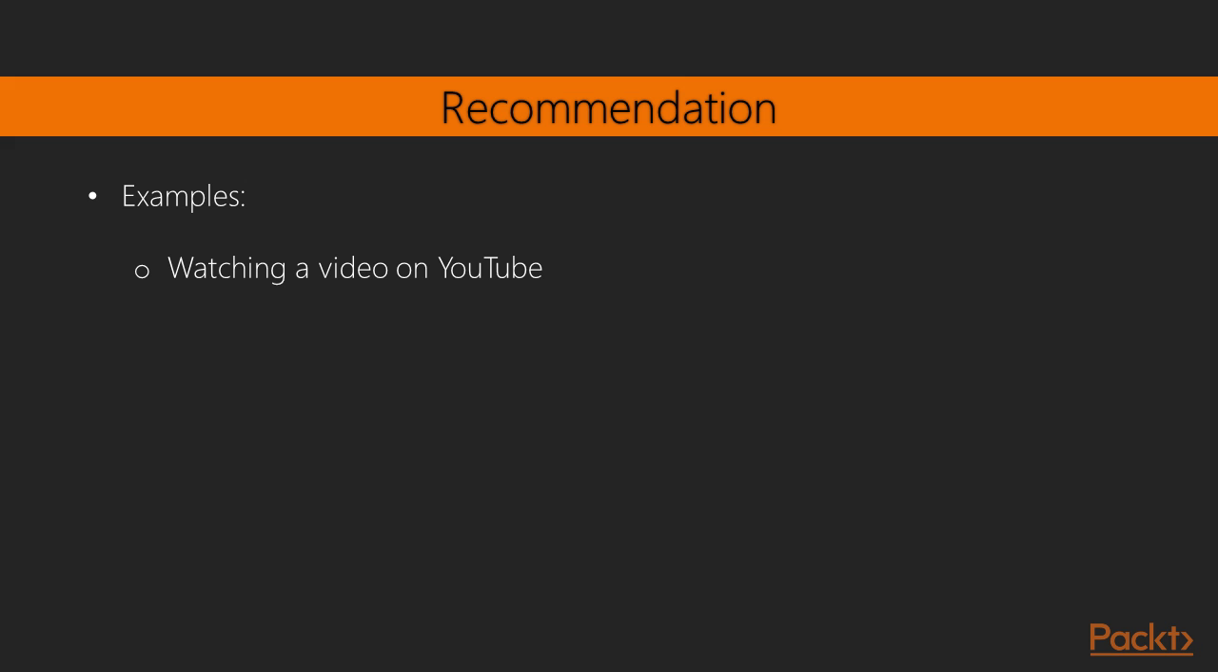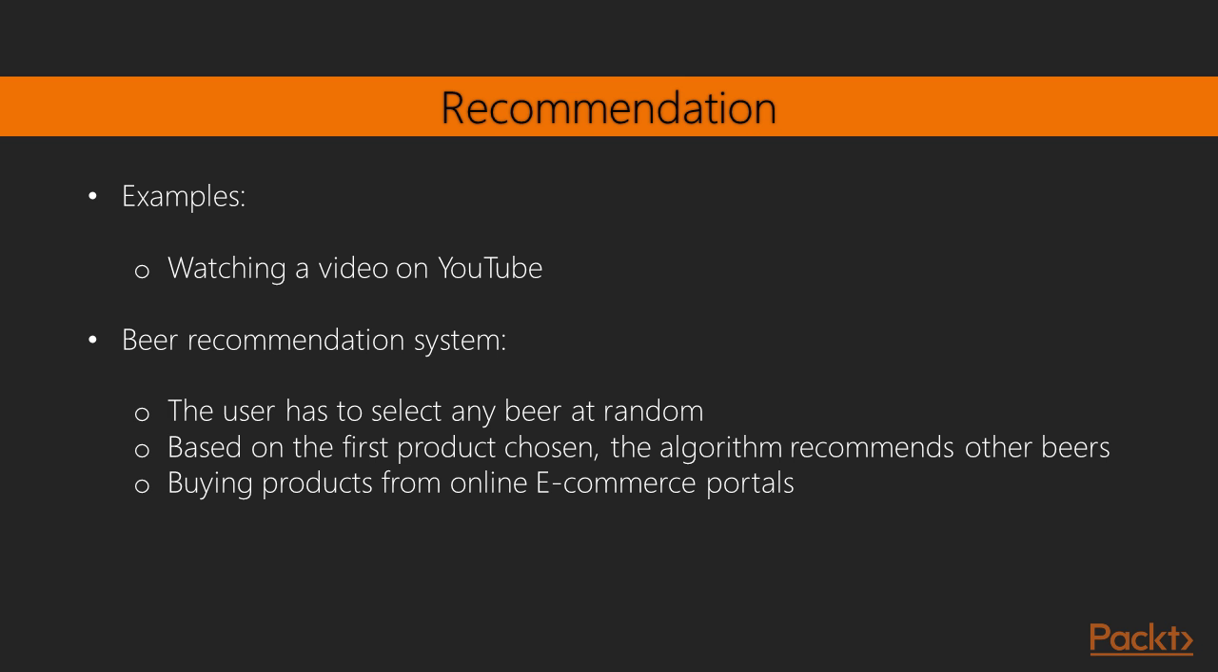The same thing happens when we watch a video on YouTube. Similarly, a beer recommendation system also works. The user has to select any beer at random as the first product chosen. The algorithm recommends other beers based on similar users' historical purchase information. Same thing happens when we buy products from online e-commerce portals.